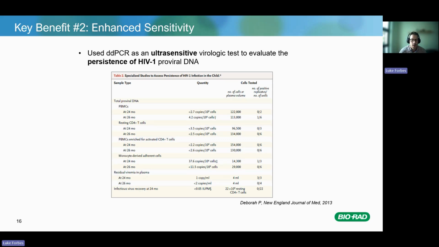And in this case, there were obviously just 3 types of tests done to compare. There was a plasma viral load, which detected a single copy of RNA. There was a co-culture assay, which could not find any replicant-competent viruses. And then there was the ddPCR assay, which could find 37 copies of HIV DNA in the PBMCs after 24 months, so up to 26 months still having detection.